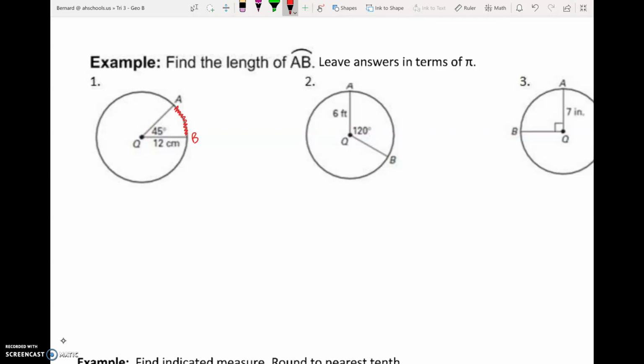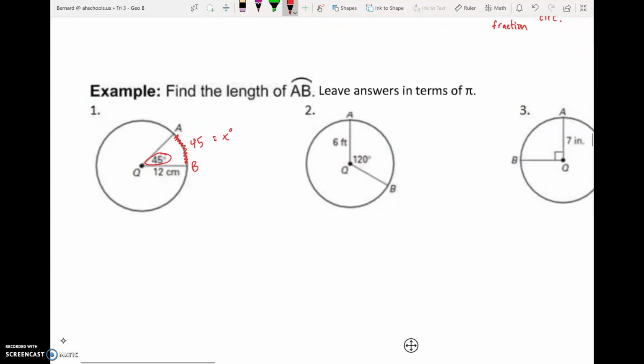Here's what we would do. Remember, recognize we'll have an angle here. This arc will have the same measure because central angles and arc measures are the same. And so that's like our x degree part. In this formula, remember, I'll write it up here. It is whatever our central angle is divided by 360 times pi times our diameter.